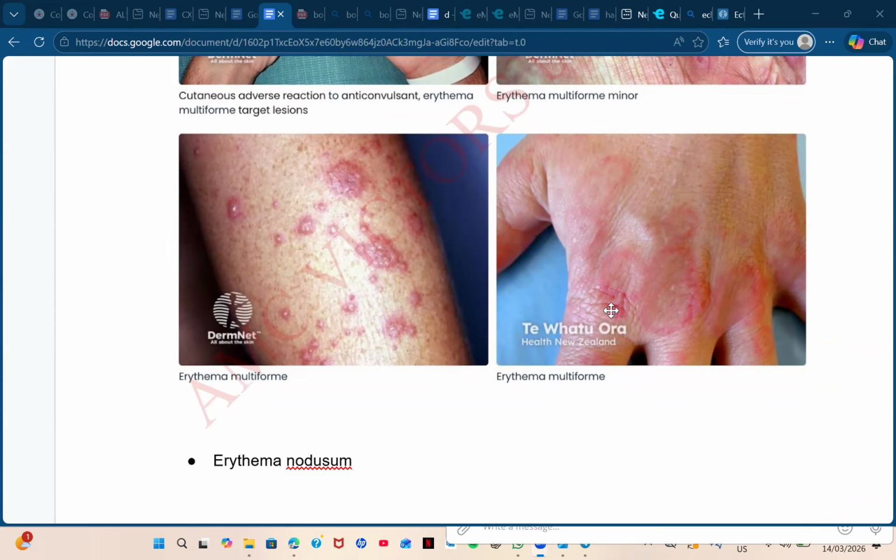So please remember about HSV infection, right? Infection and these target lesions, right? Target lesions.